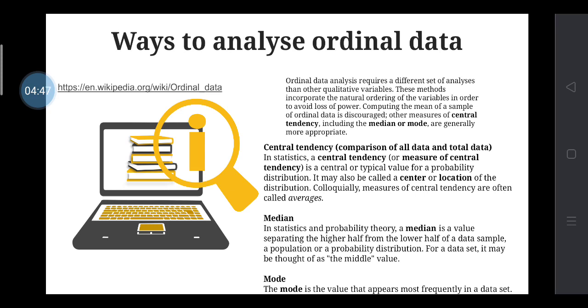Okay, there are three general comparisons of a variable or ordinal data. The first is central tendency. In statistics, a central tendency or measure of central tendency is a central or typical value for a probability distribution. It may also be called a center or location of the distribution. Colloquially, measures of central tendency are often called averages.